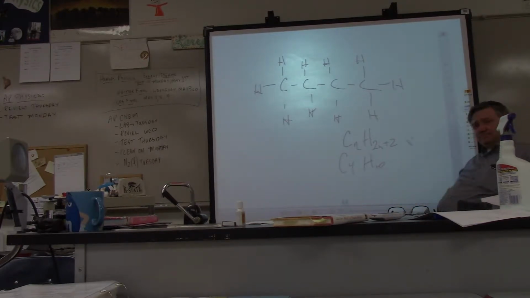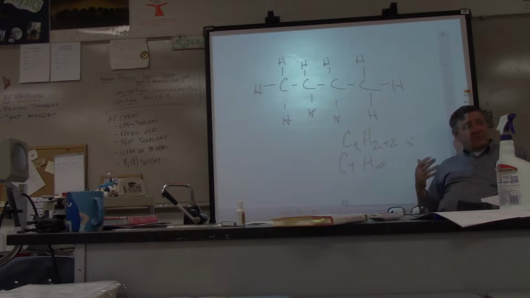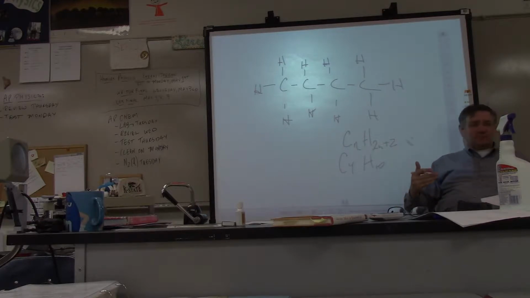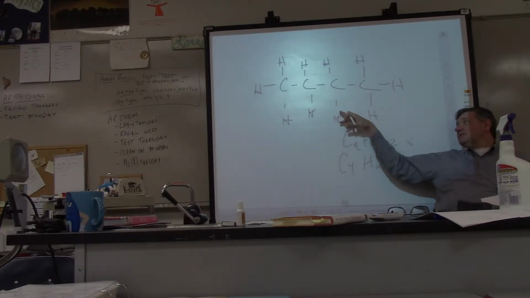So here's the deal. Let's say you have this structure. If it were to run into another molecule, could you have hydrogen bonding? No. Why not? Because it has no hydrogen bonded to nitrogen, oxygen, or fluorine. Right, because you have to have nitrogen, fluorine, or oxygen.